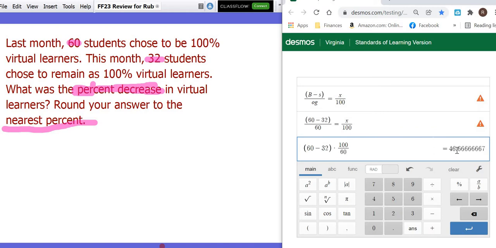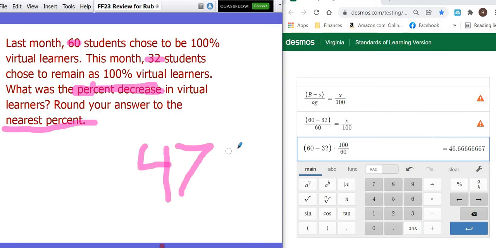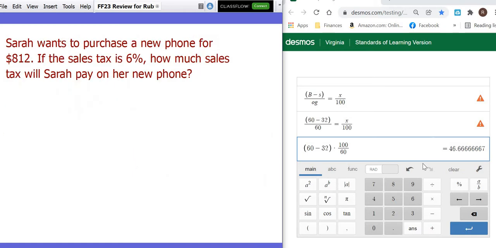So that means 46.6% repeating is my percent decrease, but this said round to the nearest percent, so that 6 is going to make the 46 go up by 1. So my percent decrease is 47%. Okay? So make sure you know that formula and how to use it. And remember the keywords. Let's go to the next one.